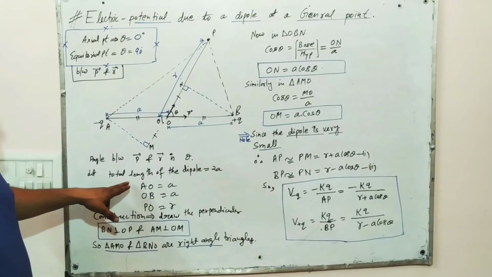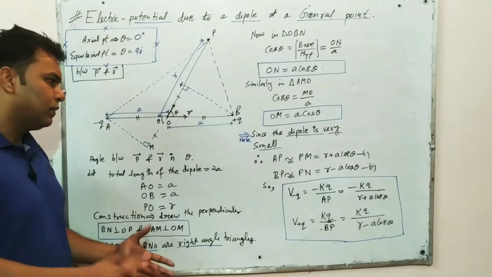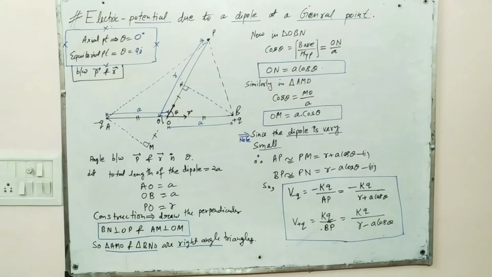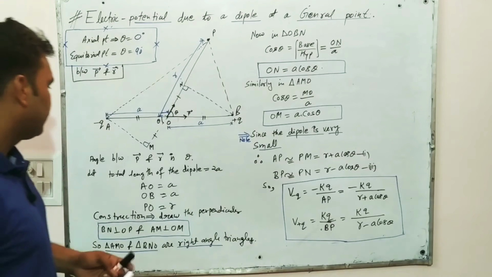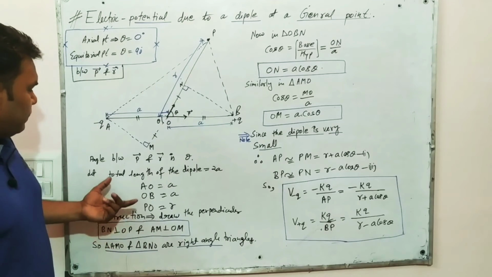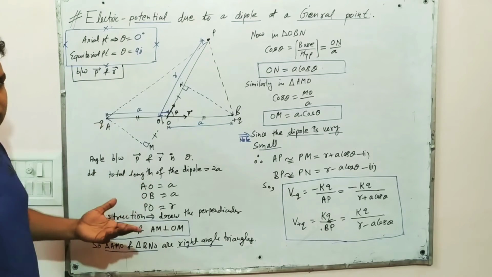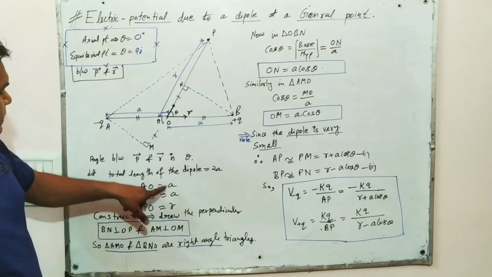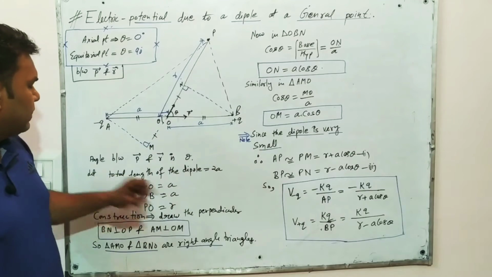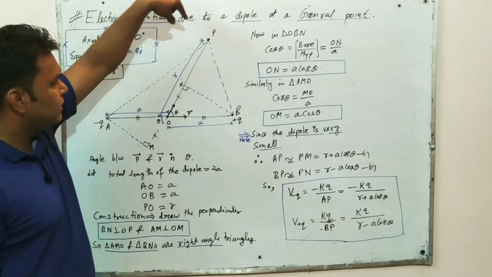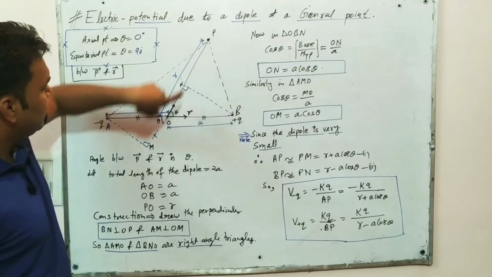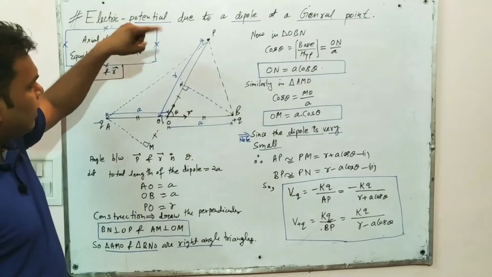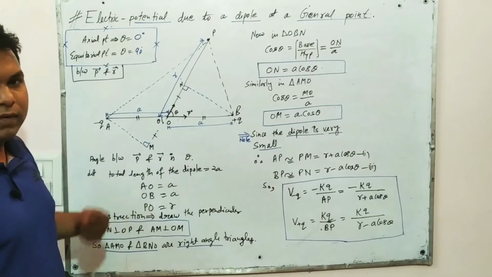Let the total length of the dipole be 2a. We know generally we take the length of the dipole as 2a. Clear? Now we are letting some distances. So AO is a, OB is a. Now PO, the distance between the point P and the midpoint of the dipole, is r. So our point P is r distance apart from the midpoint of the dipole.